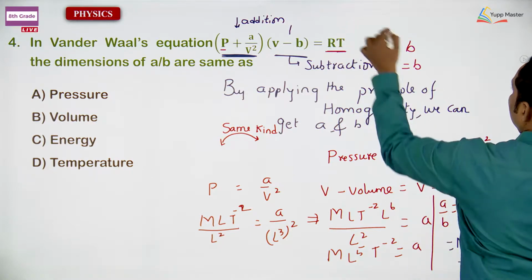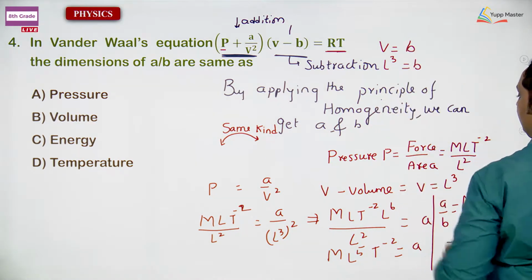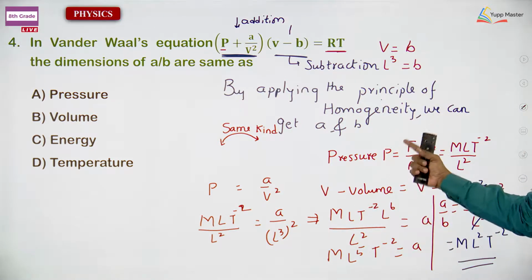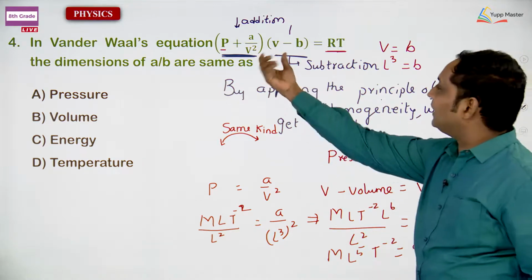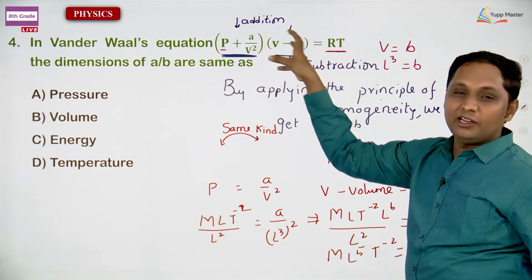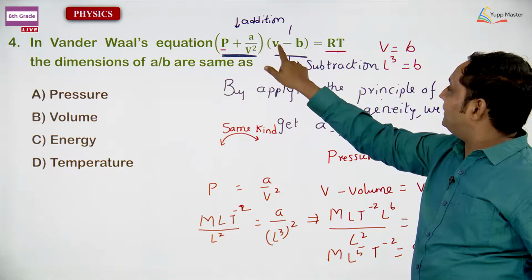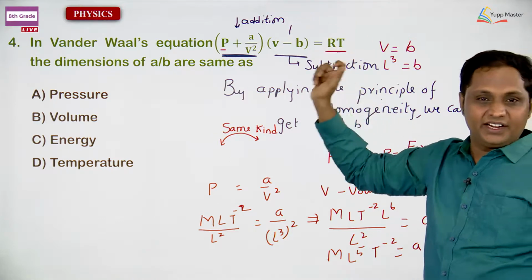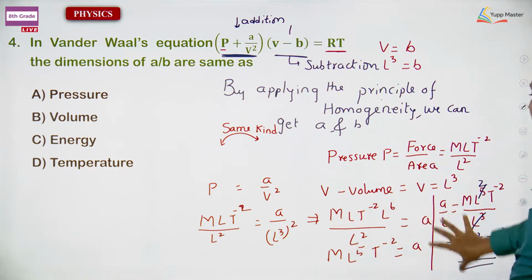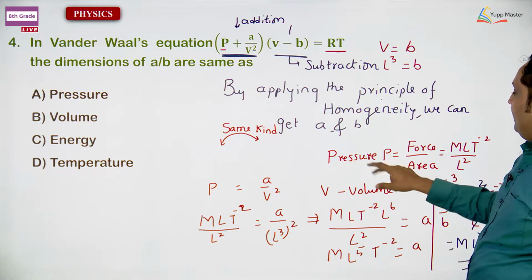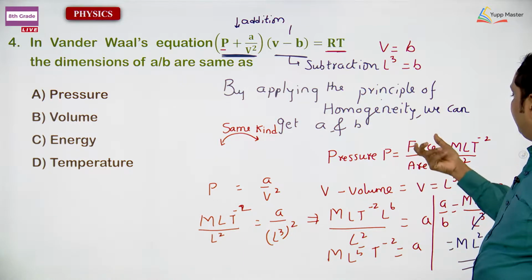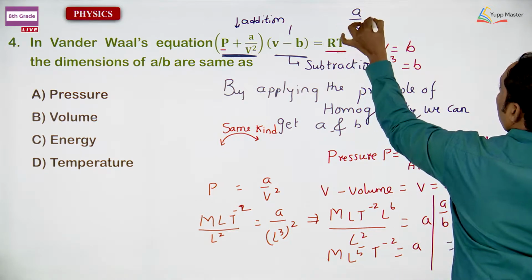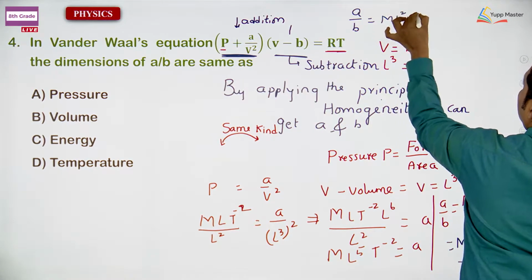Once again you can observe all these things we have applied. We started by applying the principle of homogeneity and we have taken individual terms and equated them. We equated V is equal to B and P is equal to A by V square, satisfying the principle of homogeneity. We obtained the dimensional formula for pressure, that is force by area, and the final expression is there. Therefore, A by B is equal to m L square T minus 2.